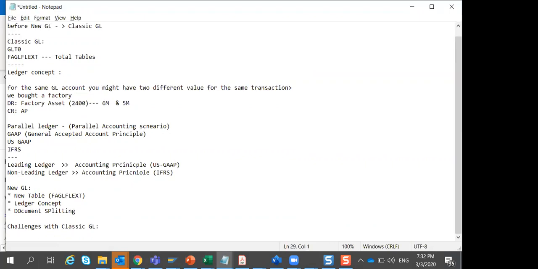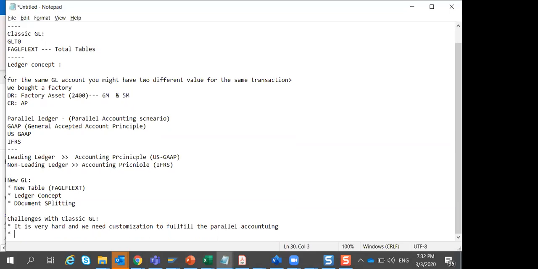The challenge is that it is very hard, and we need to do customization to fulfill the parallel accounting, and it does not meet the segment reporting requirement, which I'm going to explain in a second, because this is the segue to what we're going to be talking about. Segment reporting requirement.